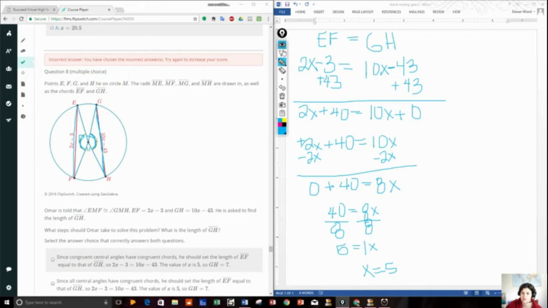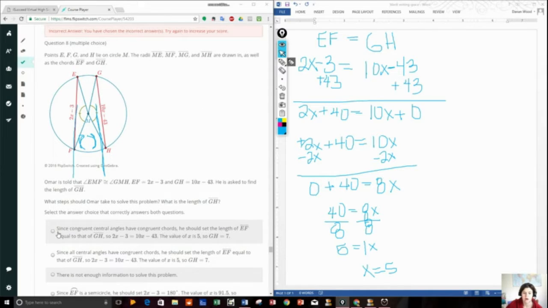Alright, so then let's read our plans. Our plan was that since the central angles were congruent, we knew the chords were congruent, so we set them equal to each other and solved. Alright, so since congruent central angles have congruent chords, he should set the length of EF equal to GH. So 2x minus 3 equals 10x minus 43. The value of x is equal to 5.